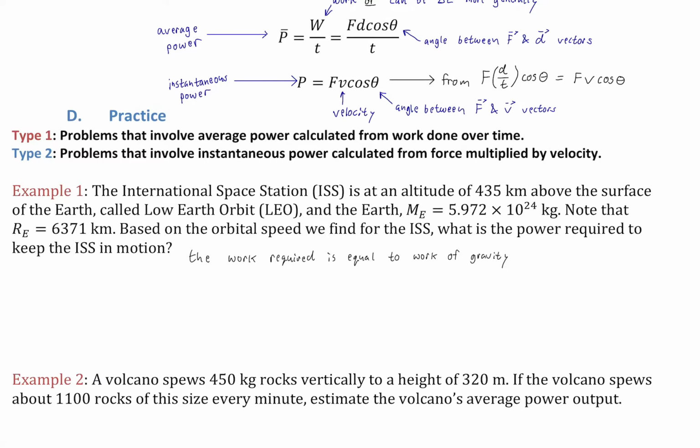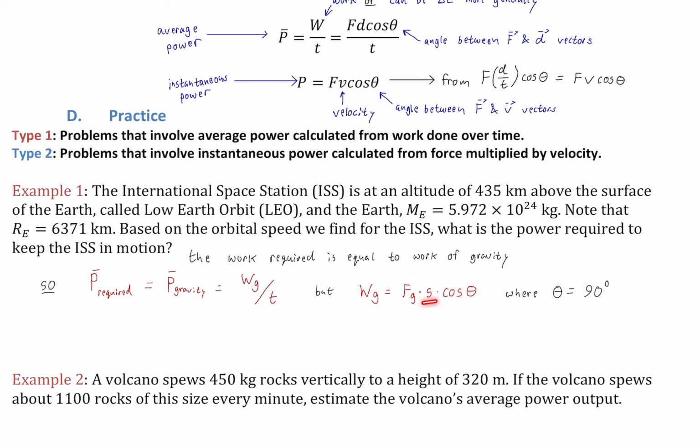Well, the work required is equal to the work of gravity. That's the only force acting on the International Space Station, we can agree. So then the power required must be equal to the power of gravity. And the power of gravity, as we know from our definition up here, is the work of gravity over time. But the work of gravity is defined by the force of gravity times some path, times cosine of the angle between the force vector and the path vector.